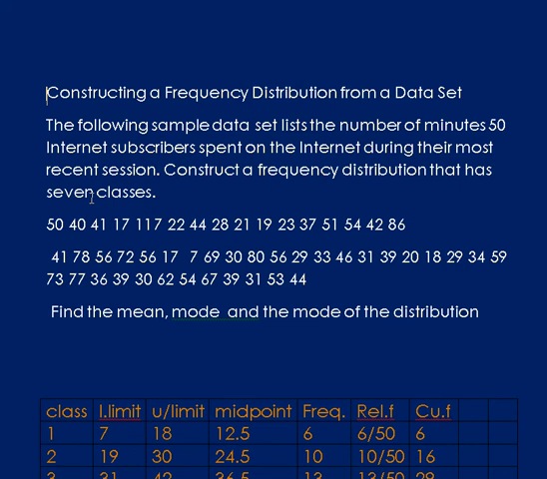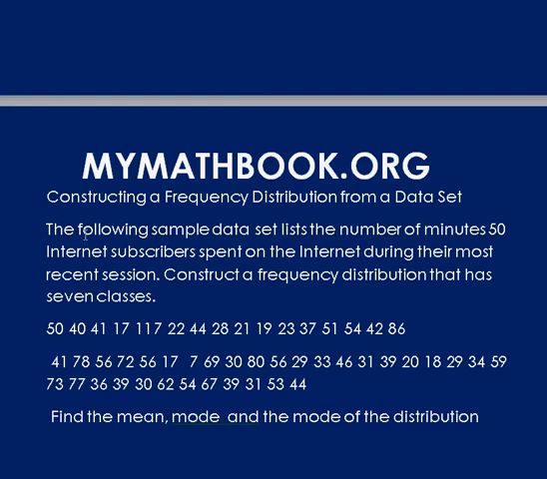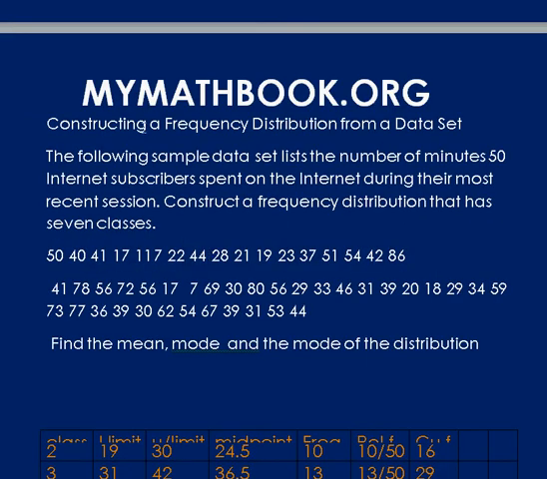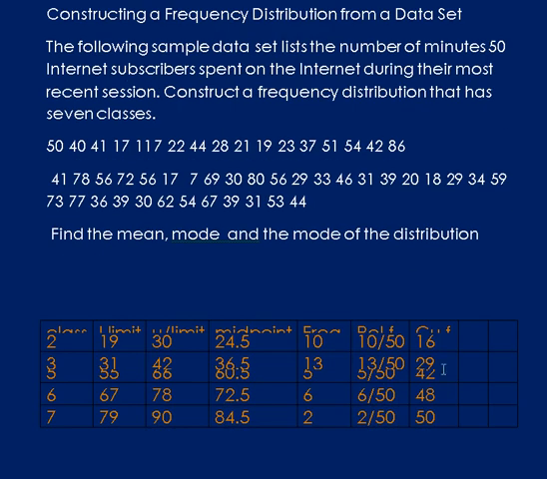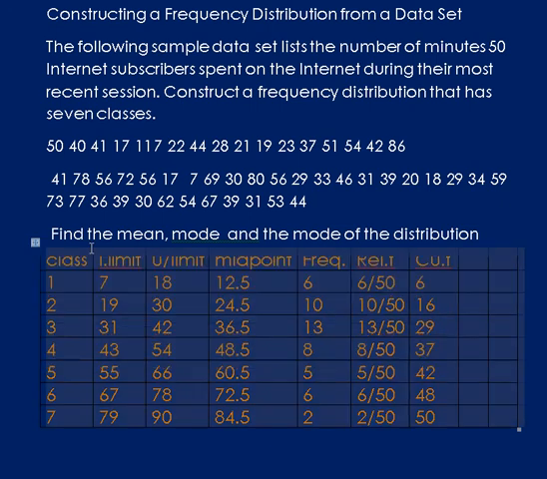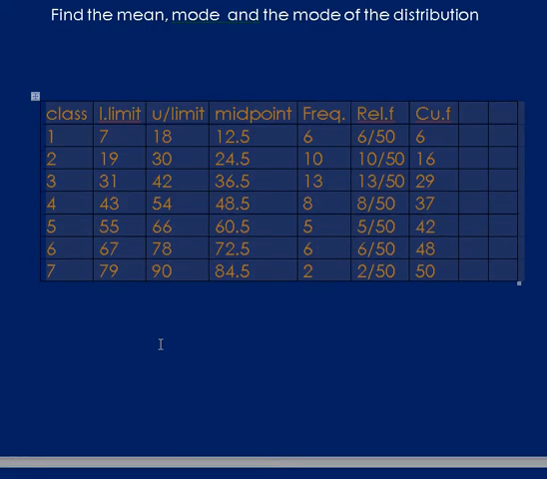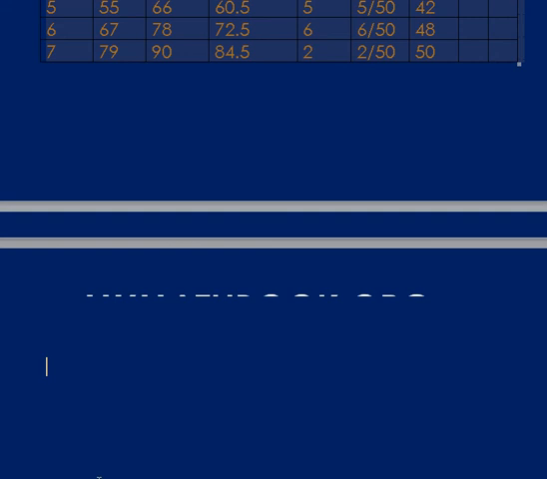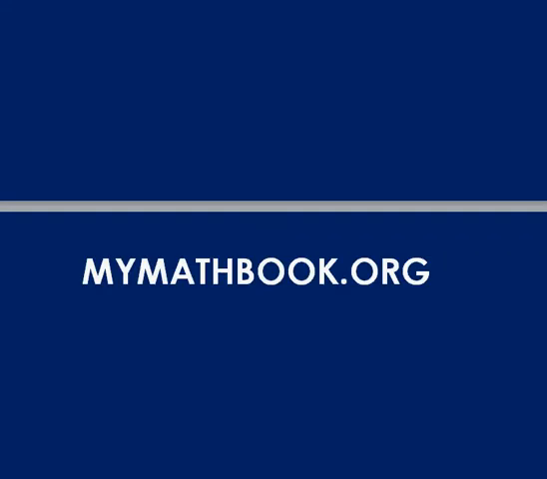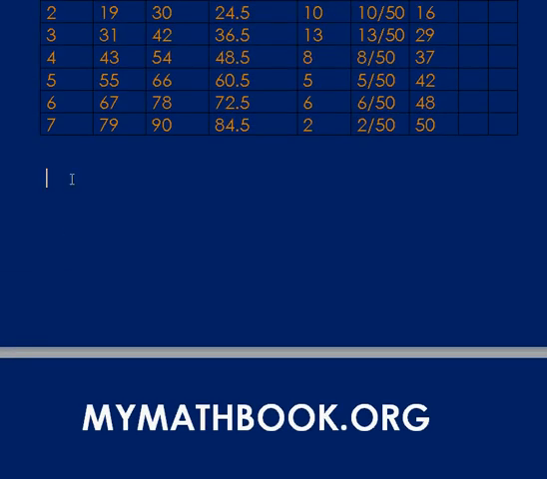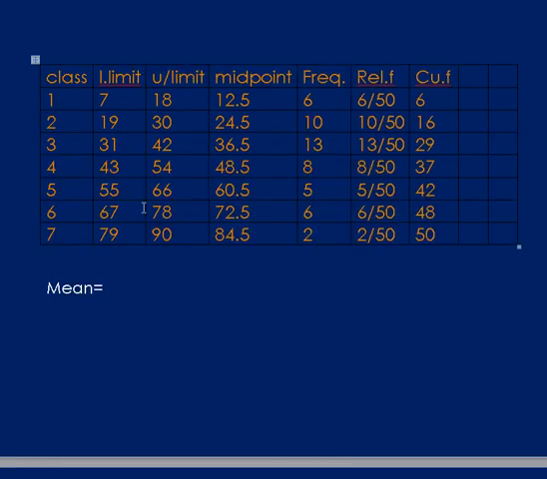You already did the frequency distribution, and they want you to find the mean, the mode, and the median for this distribution. So the answer is going to be, for the mean, the formula that we have there is this.